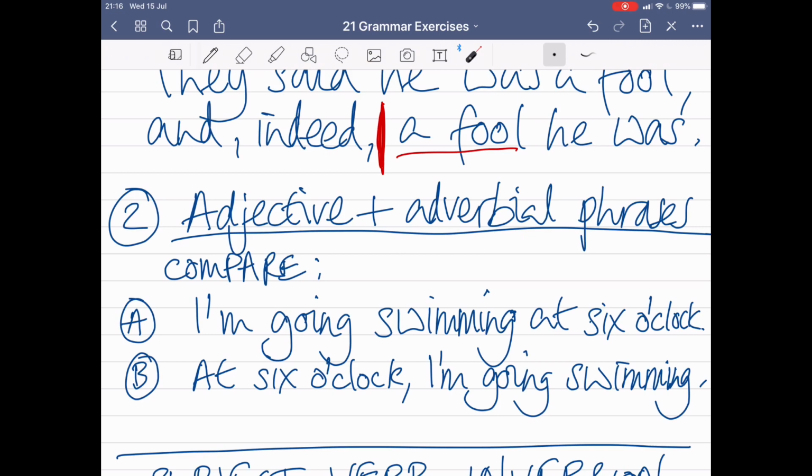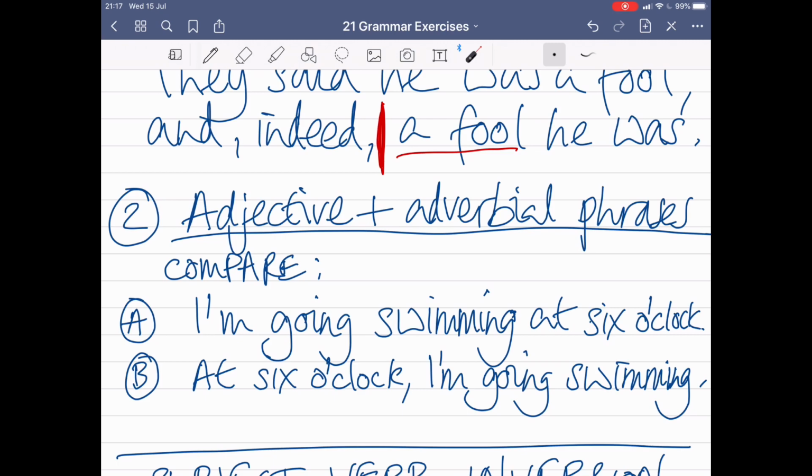So I can say, I'm going swimming at 6 o'clock. Now what you're going to learn when we look at end weight is that in English we like to keep the most important information for the end of the sentence. I'll tell you that now. Okay? So if I say I'm going swimming at 6 o'clock, then although I am communicating two things, it's almost as if at 6 o'clock is slightly more important.